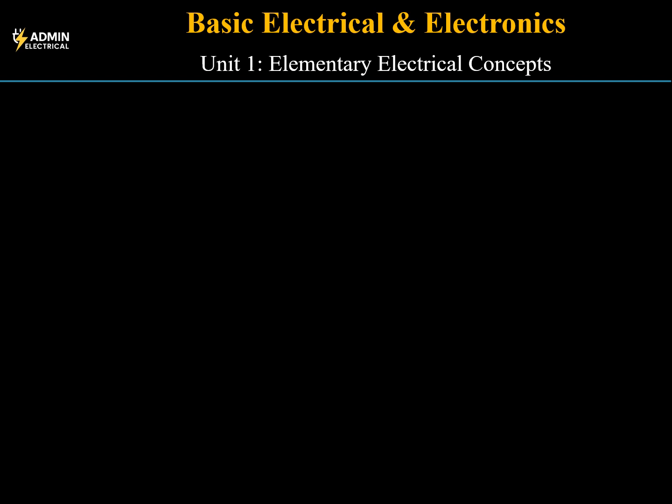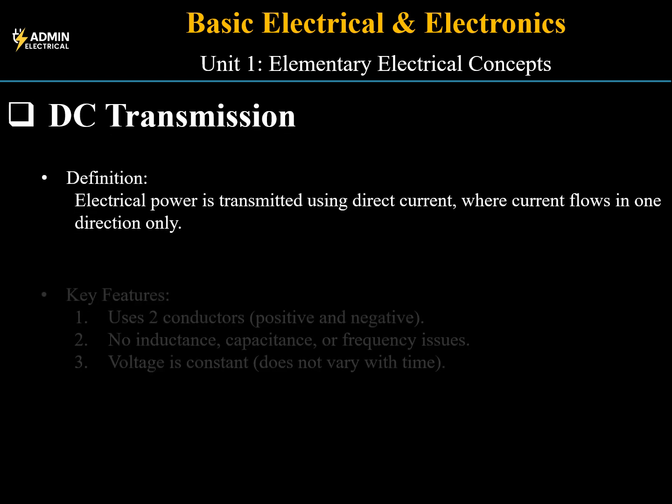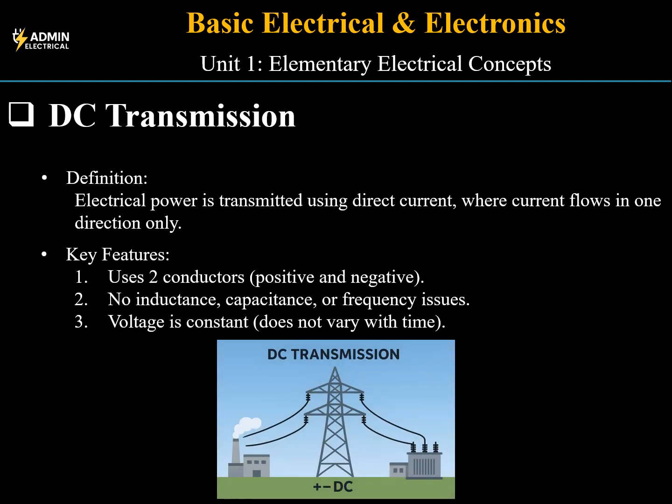Now, what exactly is DC transmission? It is the transmission of electrical power using direct current, where the current flows in one direction only. Key features include: it uses just two conductors, one positive, one negative. There's no inductance or capacitance involved. Voltage remains constant, with no variation over time.